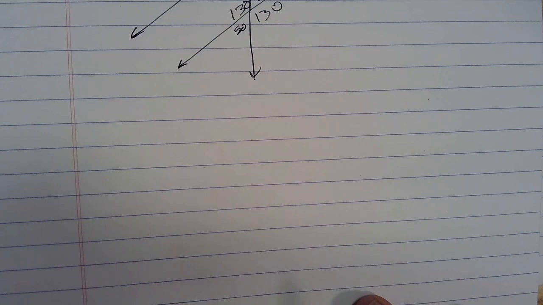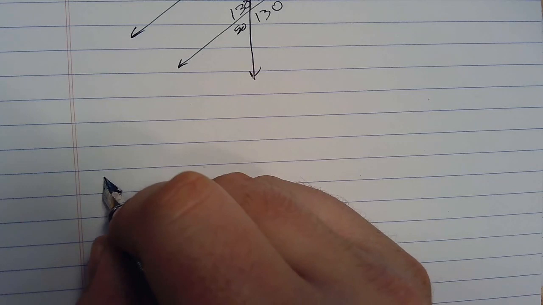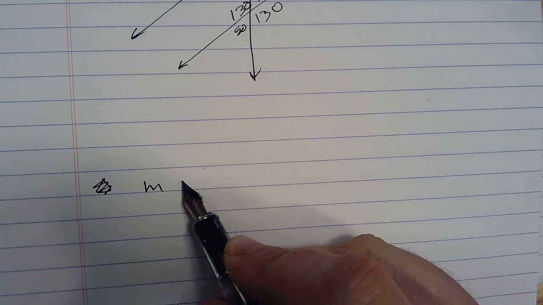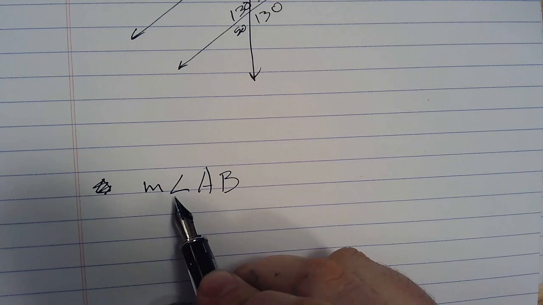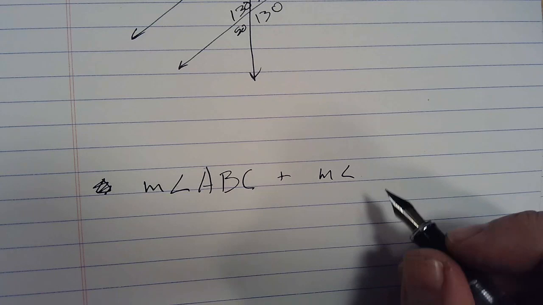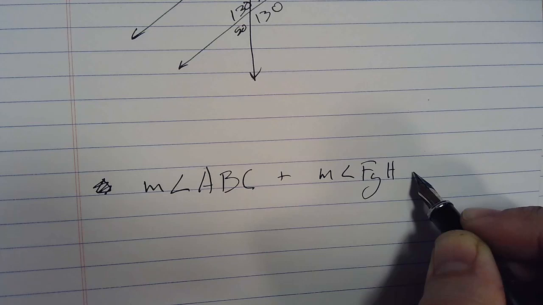Let's say if I have angle ABC, oops, that says triangle. So angles ABC and FGH are complementary. So the way that we write this is we'll say the measure of angle ABC, that's what that little M there means, is the measure of angle ABC plus the measure of angle FGH. That should probably be capital. If they are complementary, that means that they equal 90 degrees.